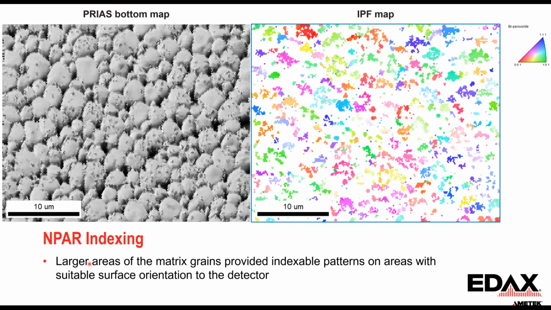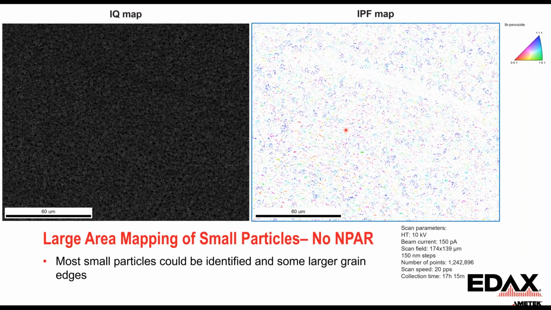And again, these are on areas with spatial orientations more suitable for detection with the geometry of the EBSD detector. And we can start to see these particular grains that are being resolved. And then, extending this over a large area, this is an area that's 170 microns by 140 microns.